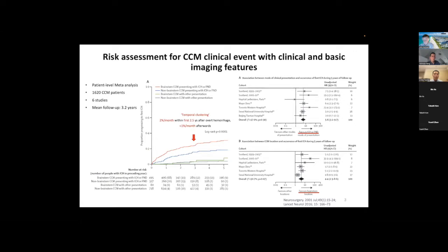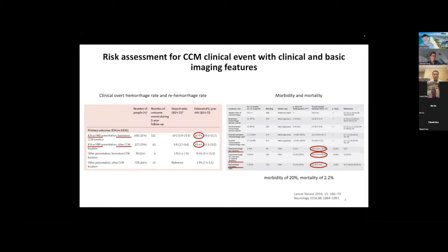Another point of clinical importance is that future hemorrhage events seem to mostly occur within the first 2 to 3 years, just like the curved line here. They call it temporal clustering, with an average hemorrhage risk of 2% per month in the first few years, which decreases by 2-fold after that. Just like a volcano, there will be some falling activity right after an eruption, and it gradually goes to silent mode afterwards. The overall hemorrhage risk accumulated during the first 5 years is shown here.